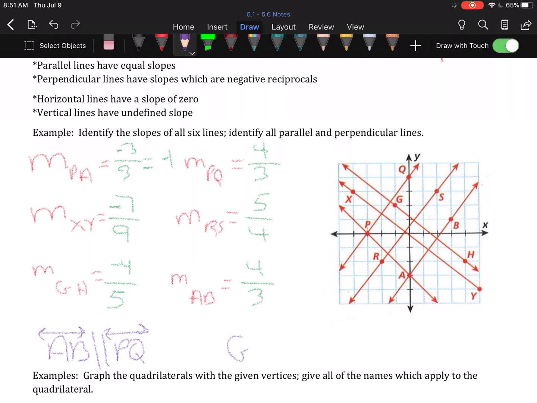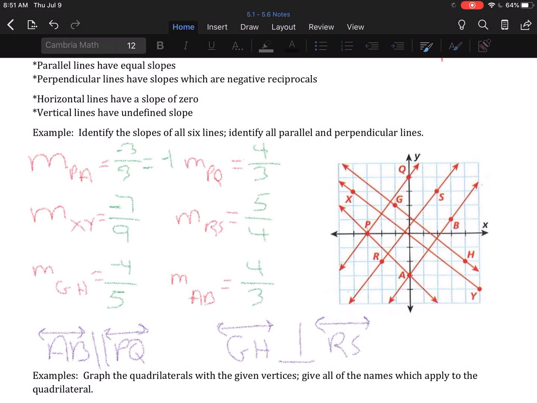That means that line GH is perpendicular to line RS. Okay. This double L, by the way, is a parallel symbol. The upside down T is the perpendicular symbol. You can write out is parallel to and is perpendicular to if you really want to. I personally don't want to. So there we go. Finding slopes and identifying parallel and perpendicular lines.